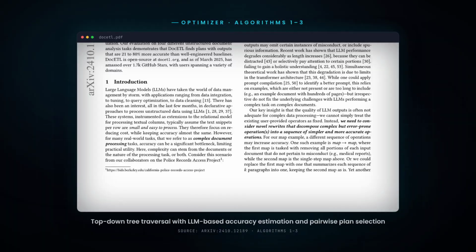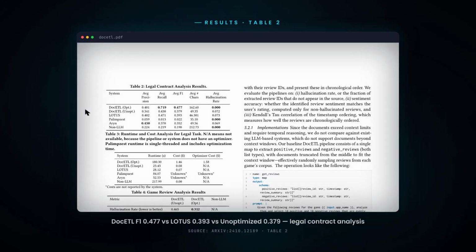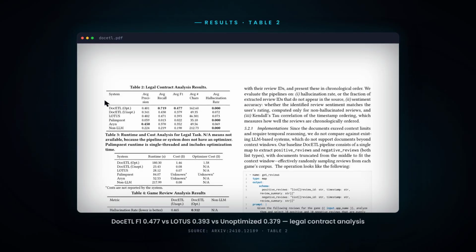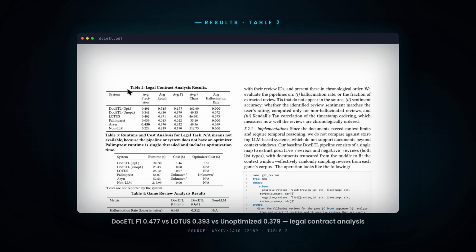The evaluation covers 4 tasks. First, legal contract analysis on the Contract Understanding Atticus dataset. 510 contracts, expert annotated for 41 clause types. The task is span extraction.